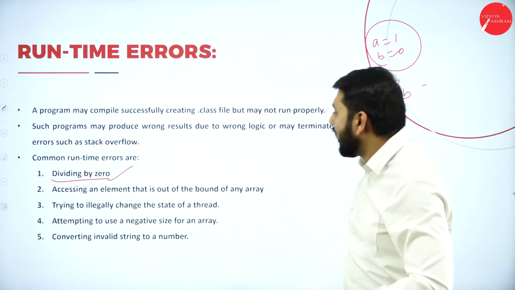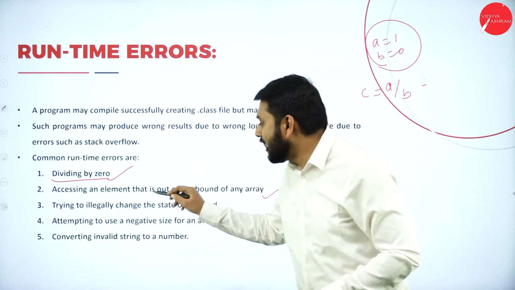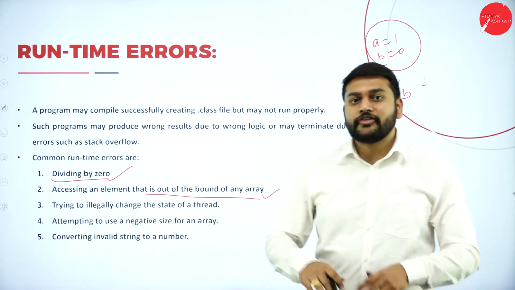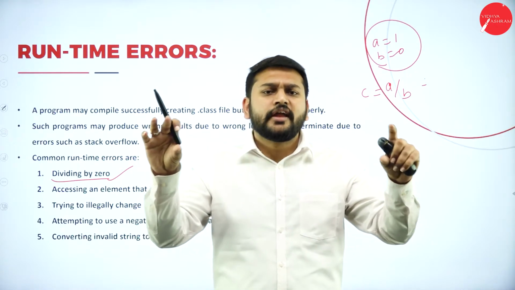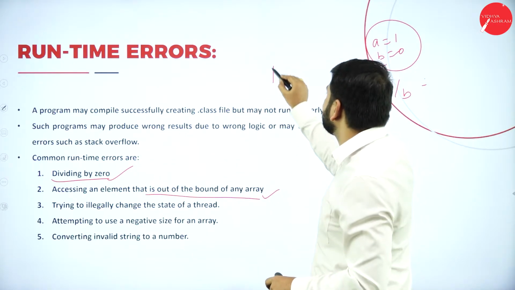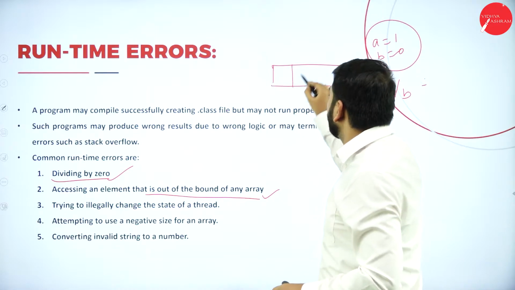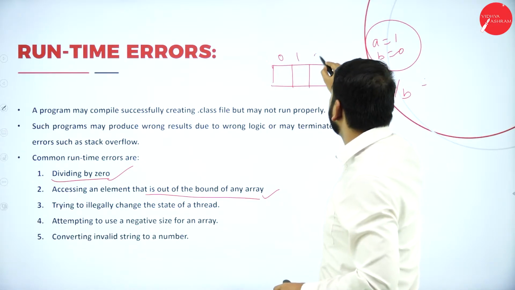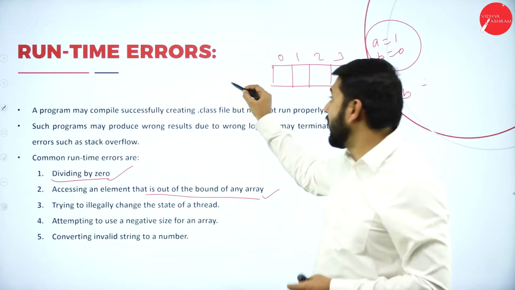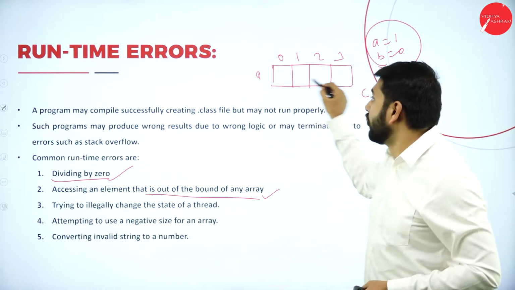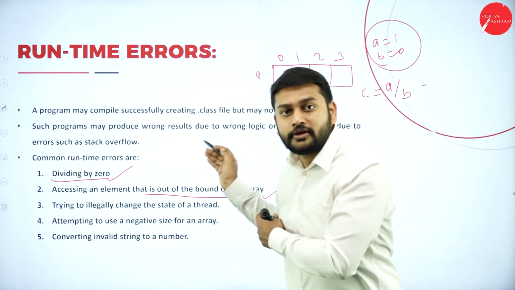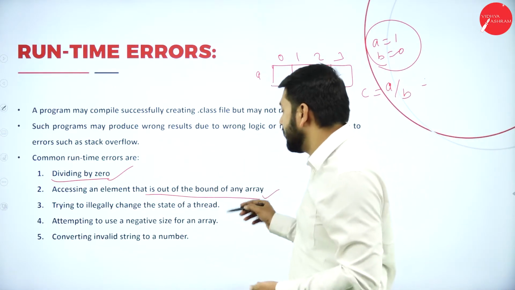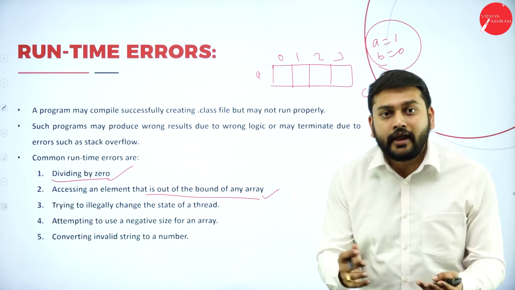In the same way, I have the next one: accessing an element that is out of the bound of any array. Imagine I have a beautiful array. Okay, so imagine like this. What is this, sir? A beautiful array. Okay, 0, 1, 2, 3. Whatever elements you have in this array, you're trying to access within this. But if I'm trying to access something which is out of the bound, that's going to be a runtime error again.